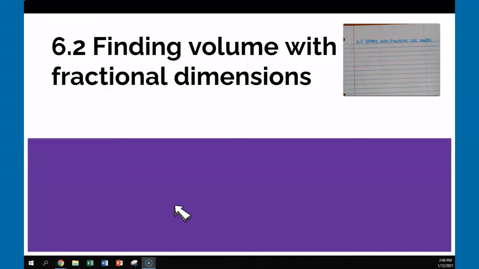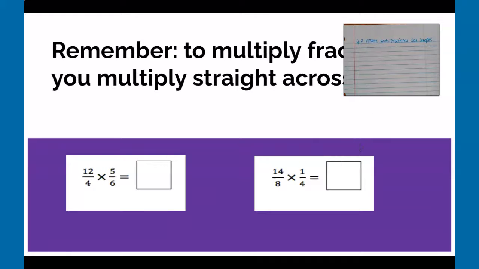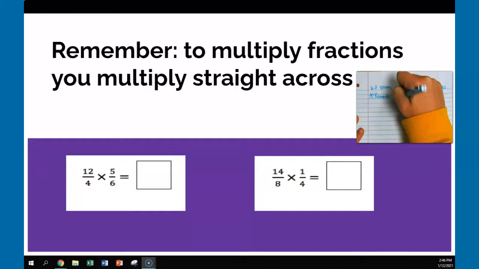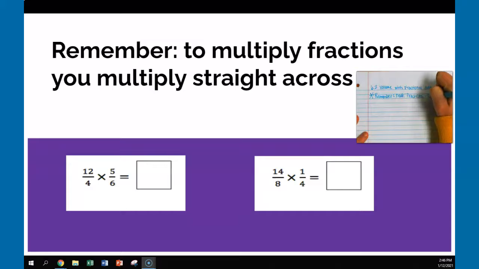Alrighty, welcome to 6.2, Finding Volume with Fractional Dimensions. As a reminder, one big thing that we're going to need to know how to do is how to multiply fractions. We haven't done that for a while, so I would maybe make a big note in your notes. Remember, multiply fractions, multiply straight across.